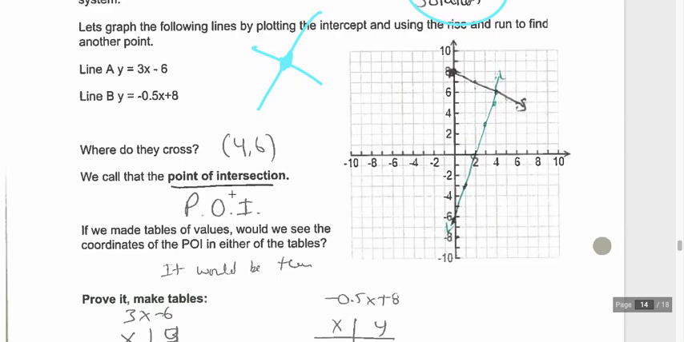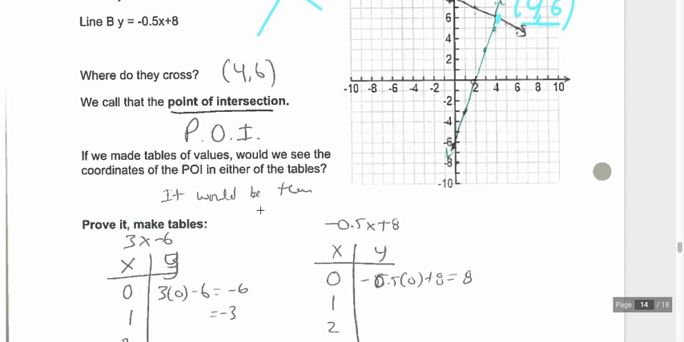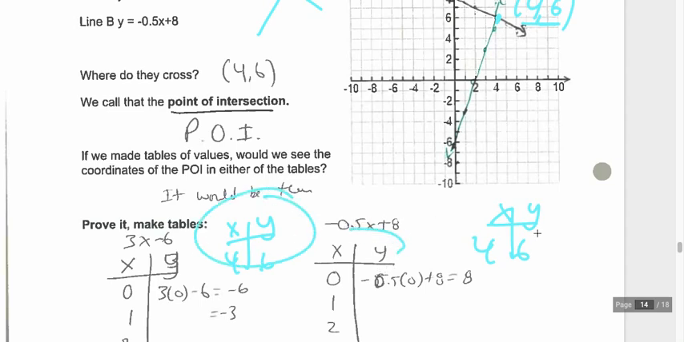But if we don't have word problems and we just have lines, what you do is you plot the lines, and what you'll find is if you take your time and you graphically plot them, you'll end up finding the point of intersection. In this case, it's 4, 6. Another thing that is true is if you make a table of values for this line with x and y, what you'll find is that the point 4, 6 will end up in both this line and this line.